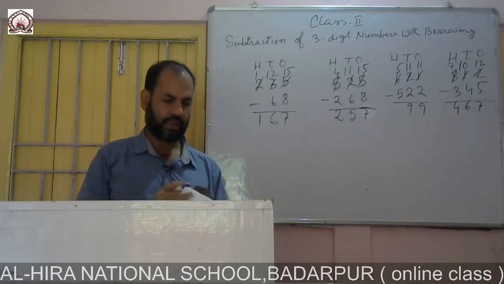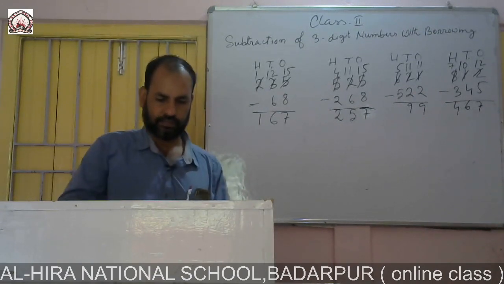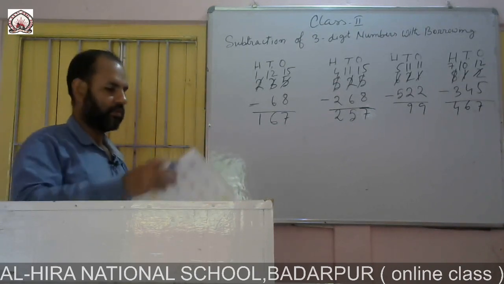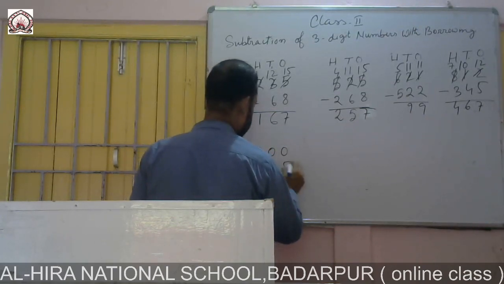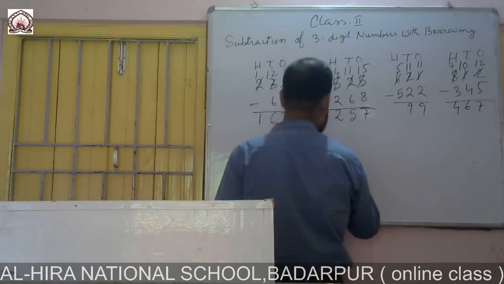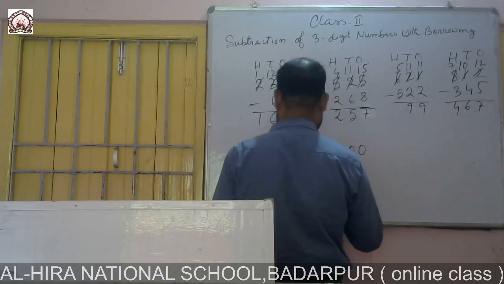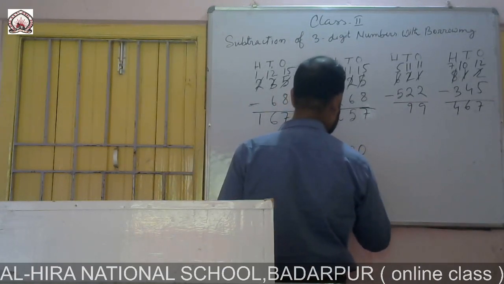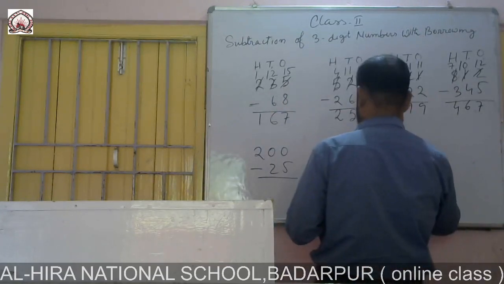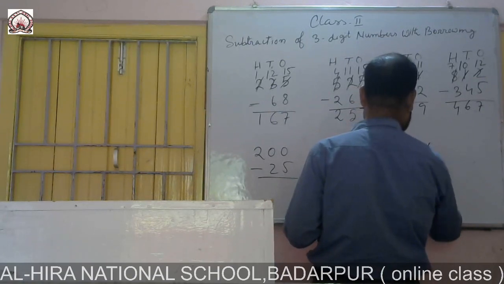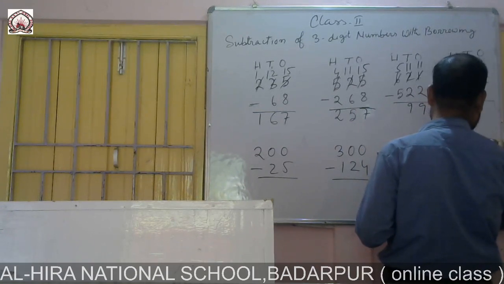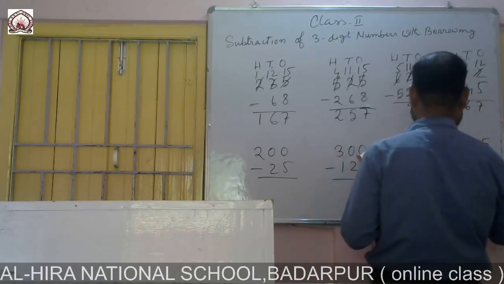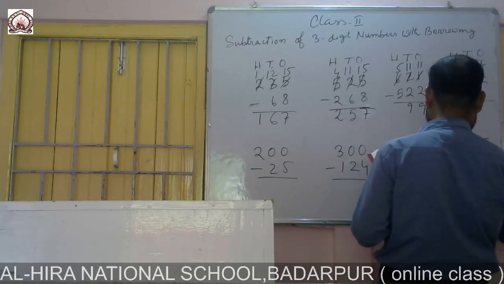Next example. 200 minus 25. 300 minus 124. 906 minus 557. 805 minus 796.